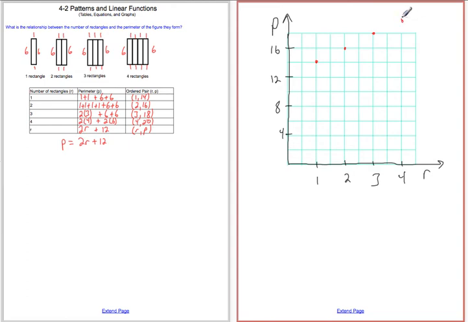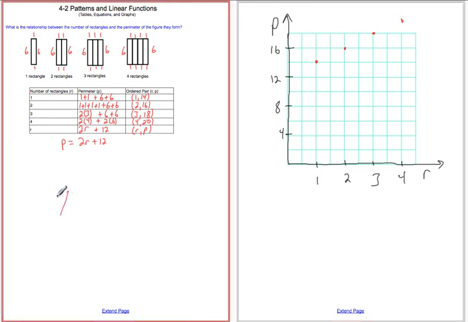So now based on this problem, I'm going to talk about some vocabulary. First, we need to know about dependent and independent variables. So in terms of this problem, the perimeter depends on the amount of rectangles there were in the shape. So we call the perimeter, the P, the dependent variable. And in this case, we'll call R the independent variable. And so when you're solving any equation, for instance, y equals 2x plus 5, we would always consider the y the dependent and x the independent.